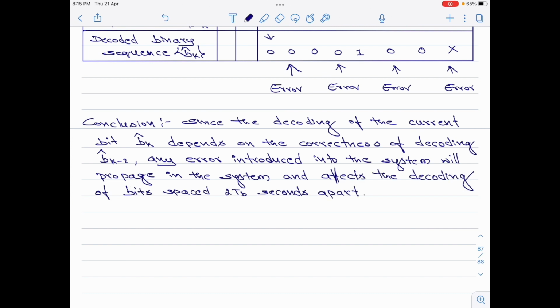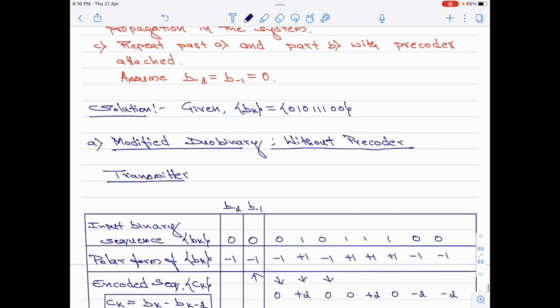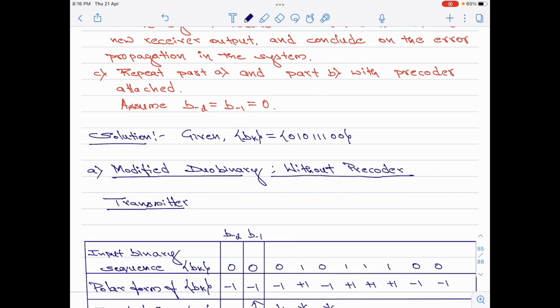Right. That completes part B of the numerical. Let us now go and see what is part C of the question. Part C of the question says, repeat part A and part B with a precoder attached to the modified duobinary system.